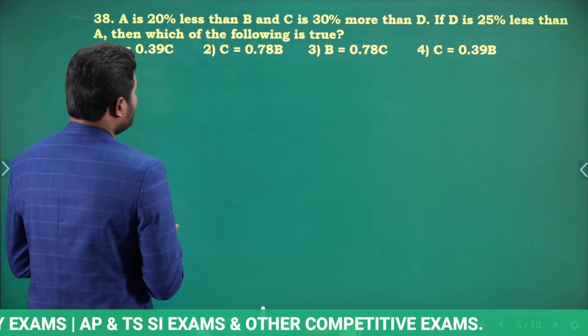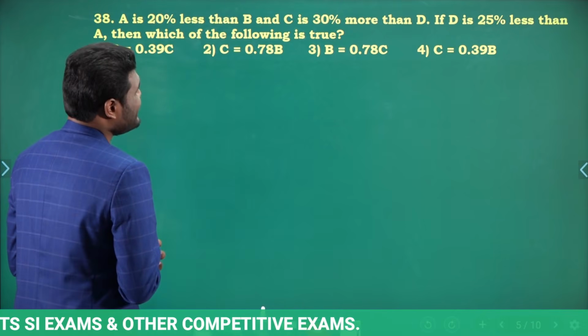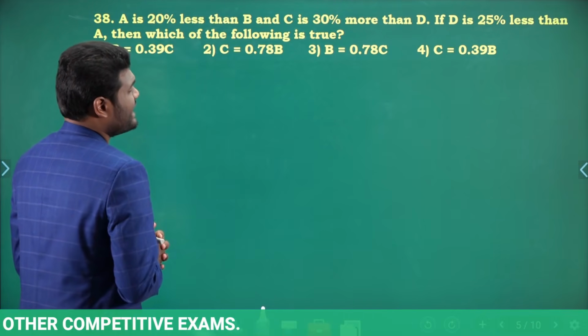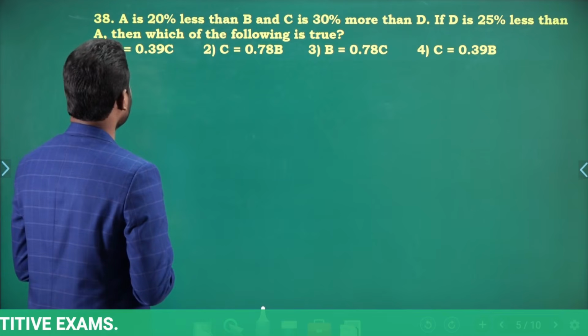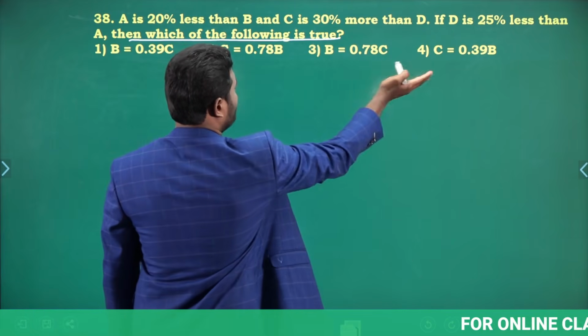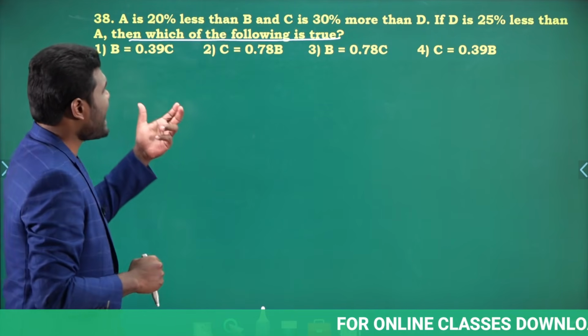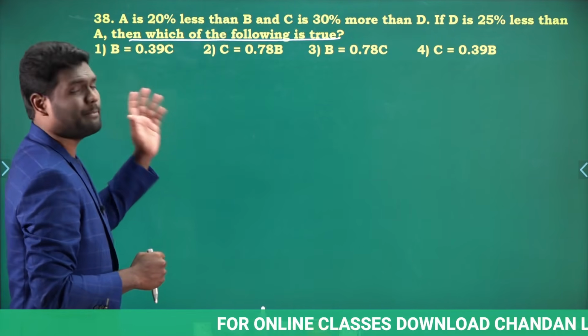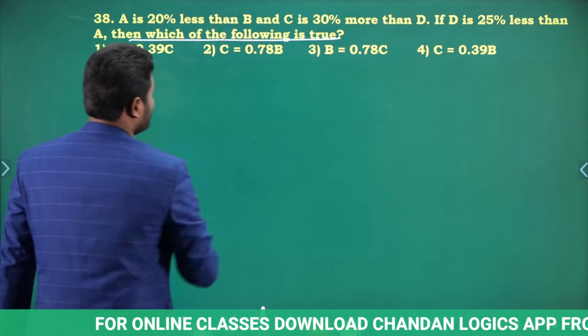A is 20% less than B and C is 30% more than D. If D is 25% less than A, then which of the following is true? So we need to find which of the following is going to be true. So I need to know the relation between A, B, C and D. Okay, so let us observe here.